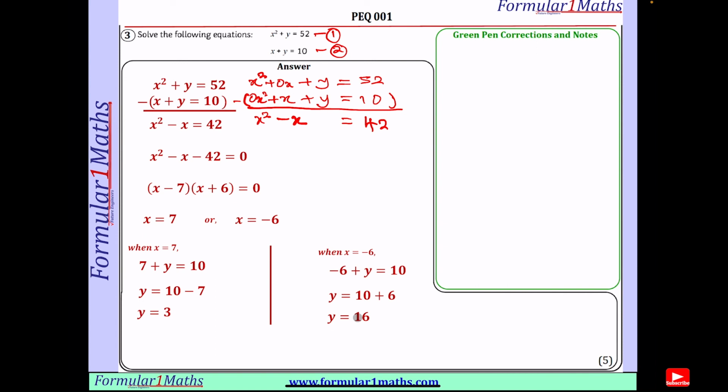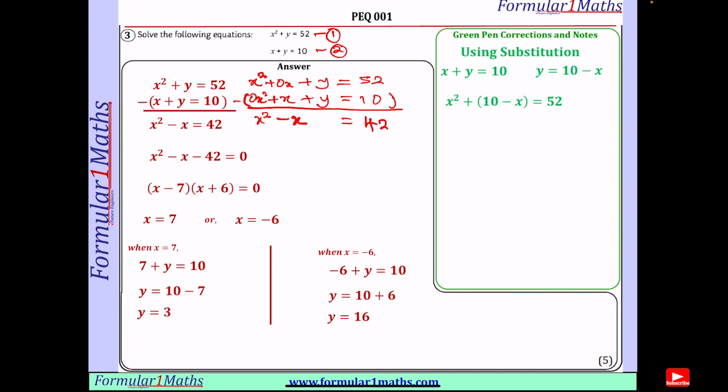As I mentioned earlier, we could have also used substitution to solve this equation. Using substitution, we rearrange the second equation, equation 2, which is here, to get y is equal to 10 minus x. Then we substitute this one into the first equation to get this.